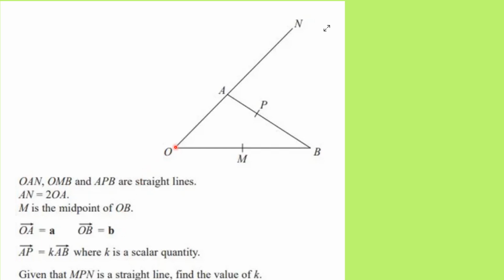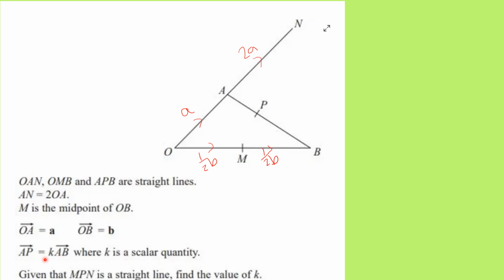So we've got the lines OAN, OMB and AEB, and they're all straight lines. It tells us that AN is two lots of OA and that M is the midpoint of OB. So it starts off with OA is equal to A, and if this line is two lots of it, then that's 2A. The next bit, it tells us that O to B is B, and we know M is the midpoint, so it's a half B and a half B, and I'm making sure to put my directions on here so I don't get confused later.